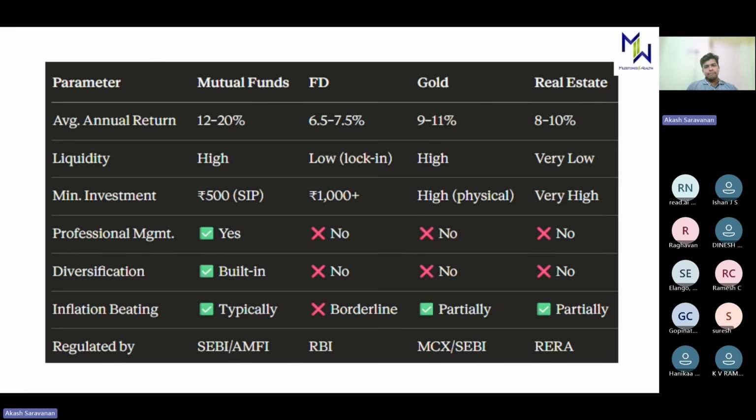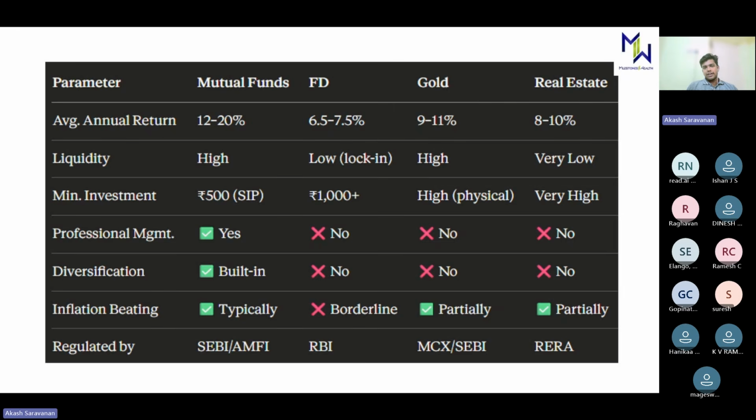In terms of liquidity, mutual funds have the highest liquidity, and in FD, there is a lock-in period involved, so if you want to break it before that, you need to pay a penalty. In gold, the liquidity is higher, but you can't sell it in small portions. That's the one constraint. And real estate liquidity is very, very low. In terms of minimum investments, you can even start a mutual fund with 500 rupees, and even in FD it's quite low. Gold in physical form is quite high, and real estate is very, very high.